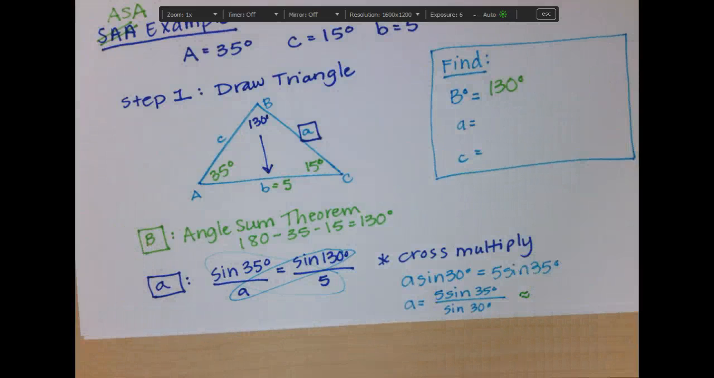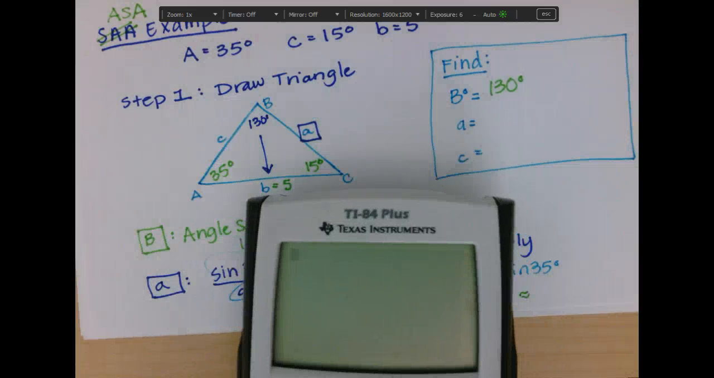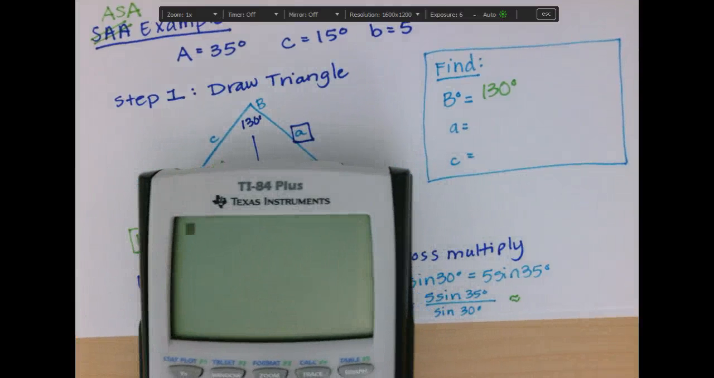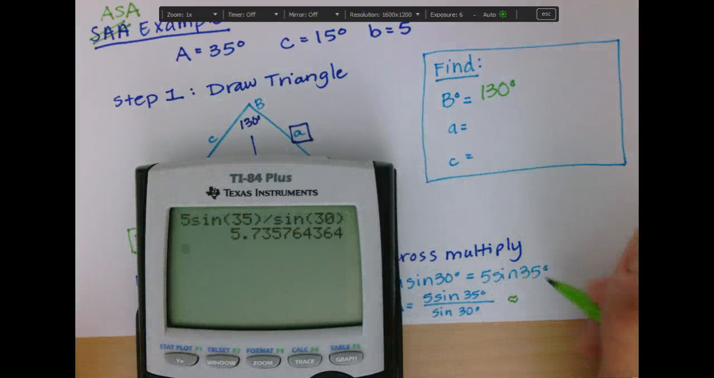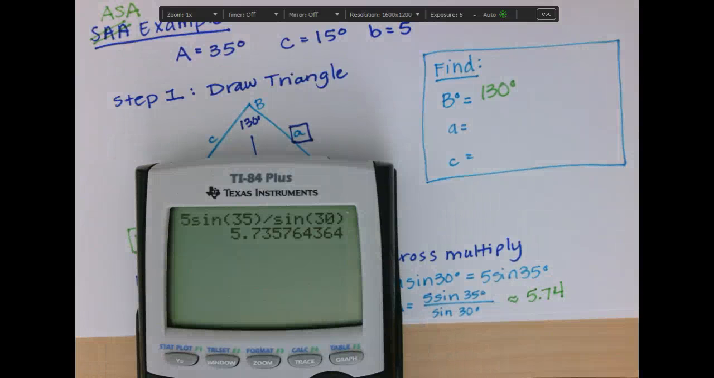So let's find out what A is using the calculator. Okay, so I'm going to type in 5 times the sine of 35. Check your calculator. If you're in degree mode, you don't need a degree symbol. If you're in radian mode, you want to put that degree symbol in. 5 times the sine of 35 divided by the sine of 130. Watch your parentheses. Make sure you close parentheses when it comes to angles. And we should get 5.74 as the side length there for A.